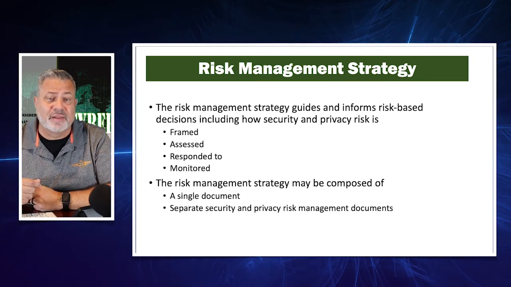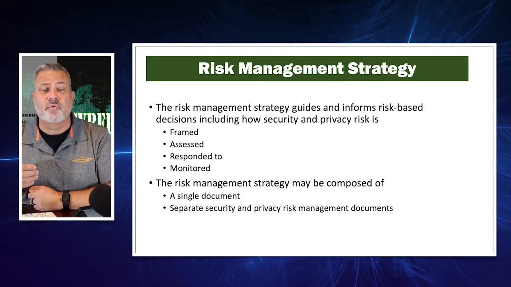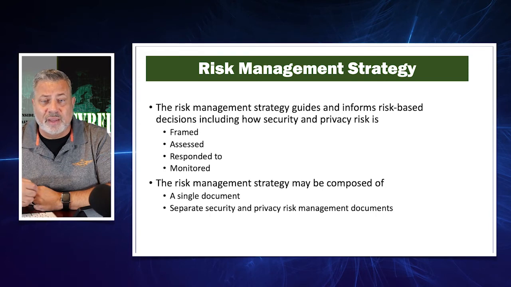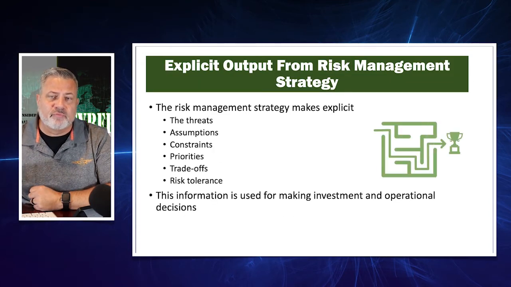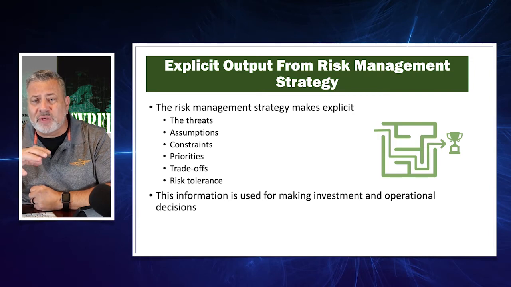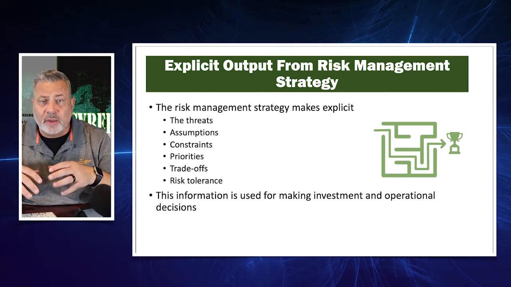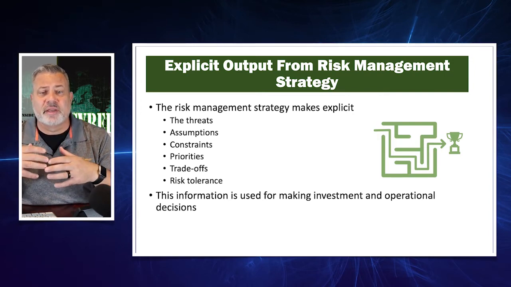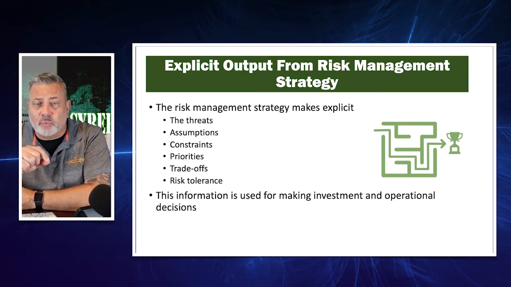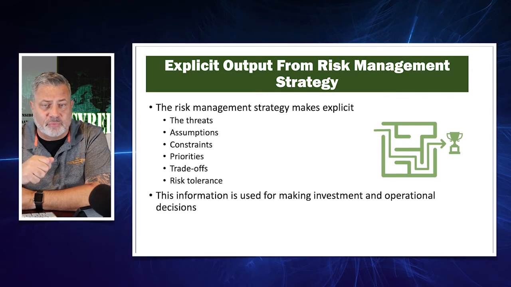Then we have to determine how we're going to assess risk. How are we going to determine the level of risk we have? And if we go over that tolerance level, how will we respond to risk, and how will risk be monitored in our organization? Explicit output from risk management strategy. So once we develop the risk management strategy, there's going to be some things that we can determine. The risk management strategy makes explicit the threats, the assumptions, constraints, priorities, trade-offs, and our risk tolerance level.